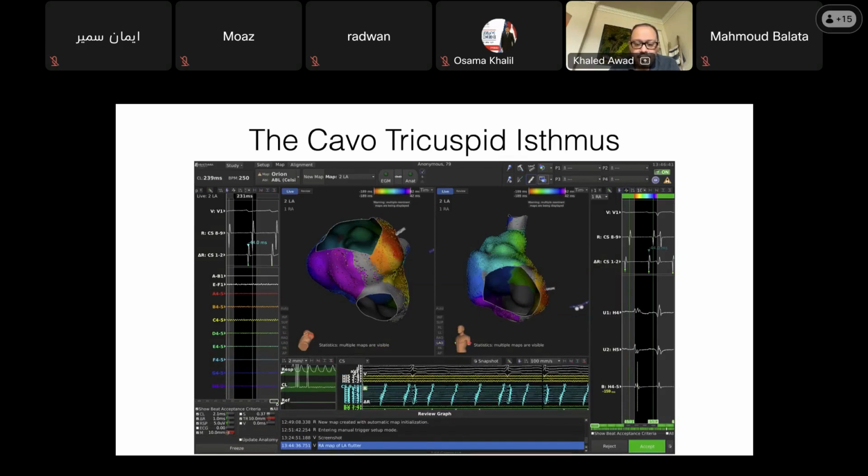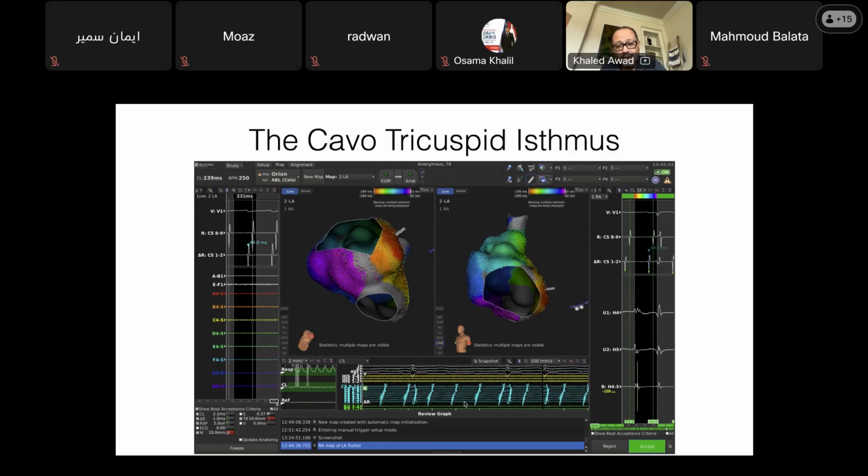I'm going to give you two recommendations. Anytime you have a rhythm that could be coming from the right atrium, so let's say this patient showed up with a concentric activation in the coronary sinus, let's say the coronary sinus was proximal to distal, and someone told you, hey, no, it is still typical flutter, it is mitral flutter. I would still map the right atrium first.